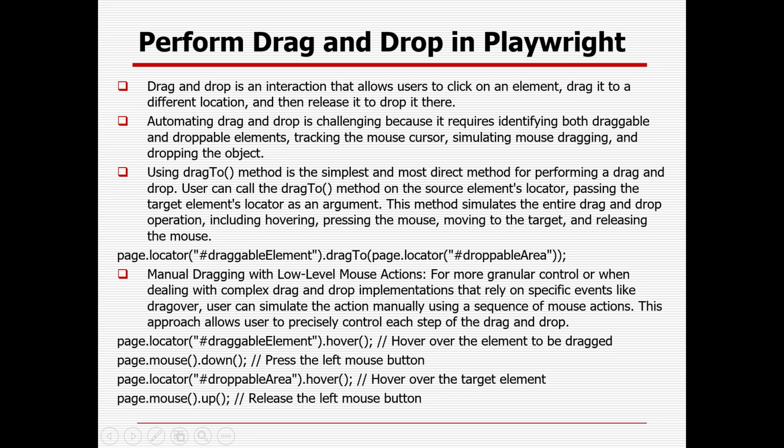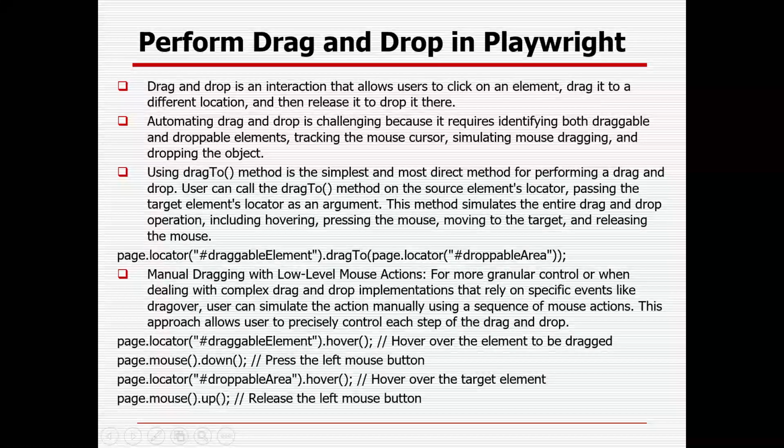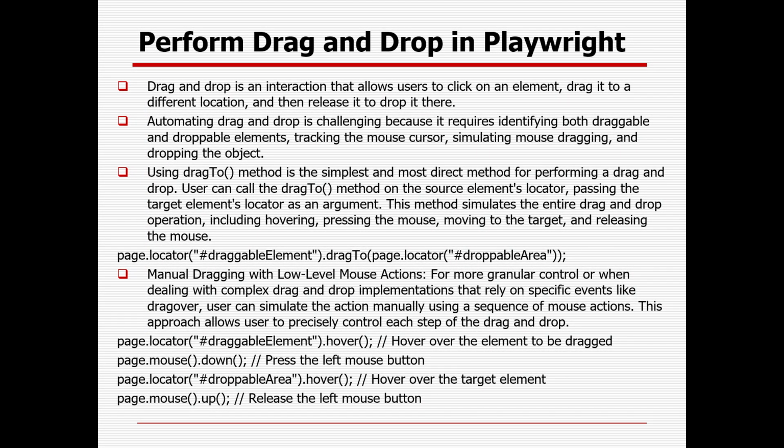For more granular control, or when dealing with complex drag and drop implementations that rely on specific events like dragover, the user can simulate the action manually using a sequence of mouse actions. This approach allows the user to precisely control each step of drag and drop. First, we need to call page.locator, where you give the CSS or XPath for the draggable item, and then call hover over the element to be dragged. This is the first step.